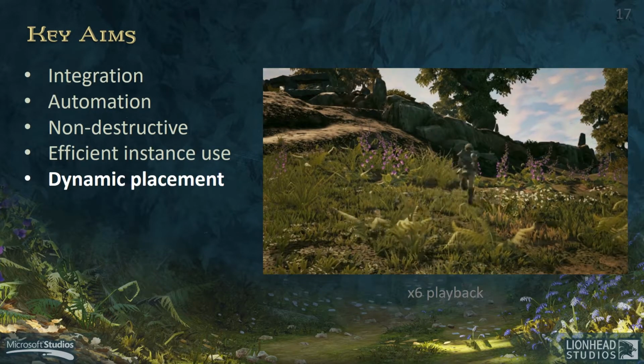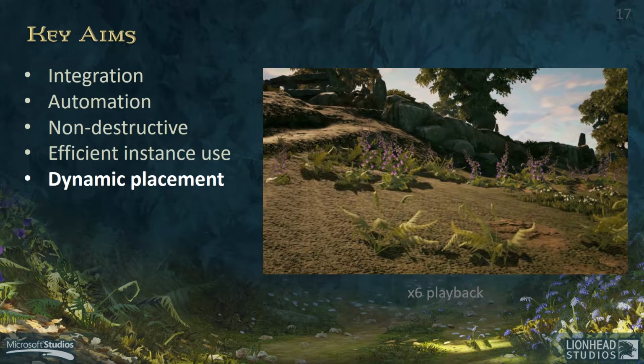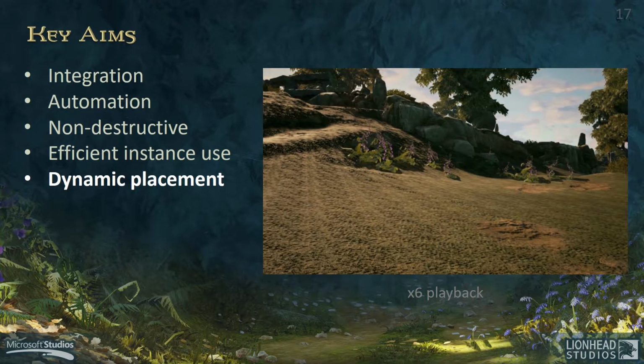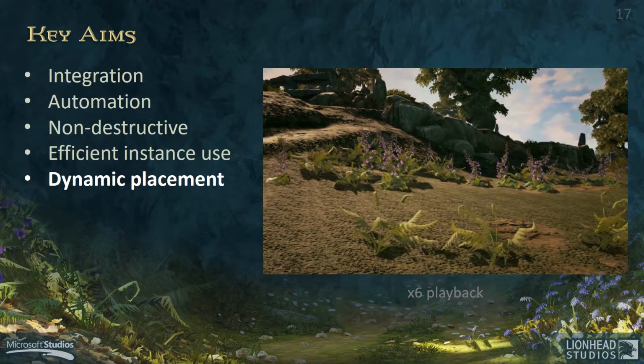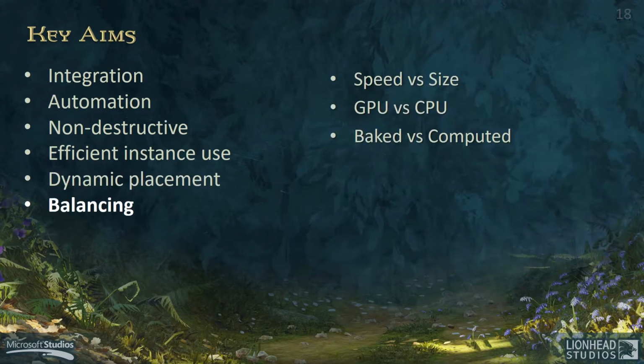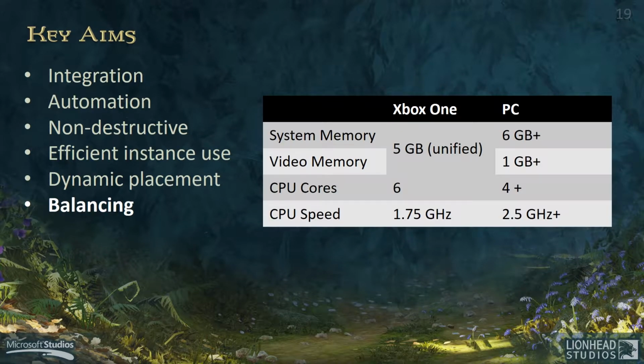This was certainly required in editor to give the authors interactive feedback, but we also saw this as advantageous to do in-game to improve rendering efficiency and platform scalability. The more dynamic your systems are, the more opportunity you have to balance them and get the best game experience. We can trade speed for size, GPU for CPU, and offline baked content for online computed content as best befits the platform. And with these targets platform specs, there are decisions to be made about where we want to and where we can provide these balance points.